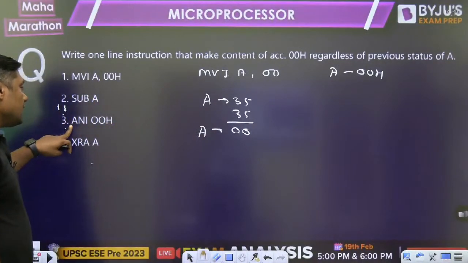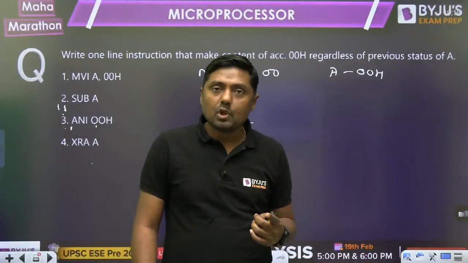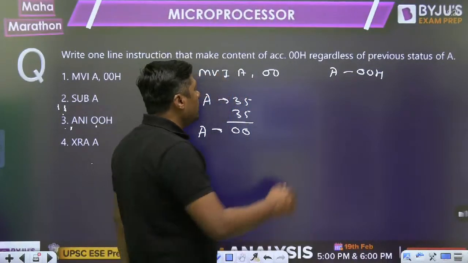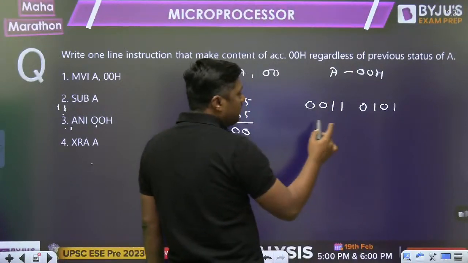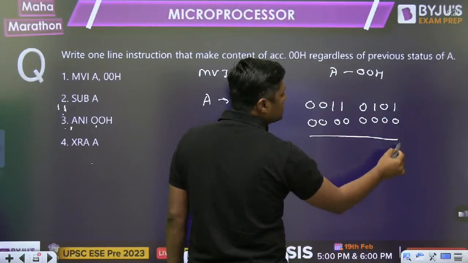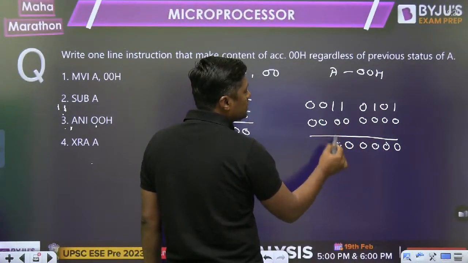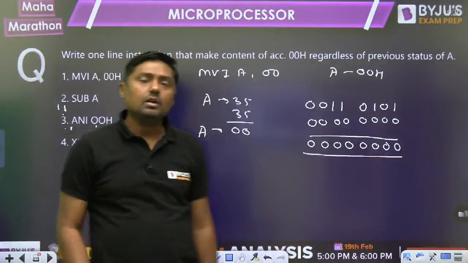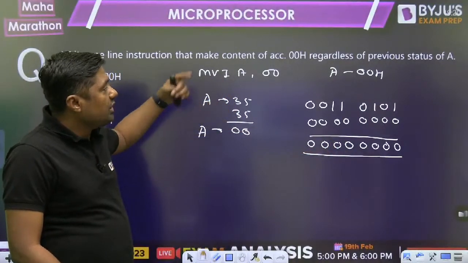ANI 00H means immediate logical AND. For example, in the accumulator we have 35H. And ANI 00H means AND with this data. So 1 AND 0 is 0, 0 AND 0 is 0, 1 AND 0 is 0, 0 AND 0 is 0, 1 AND 0 is 0, 1 AND 0 is 0, 1 AND 0 is 0. This will become 0 and the zero flag will set. So that is another instruction to clear the data of the accumulator.